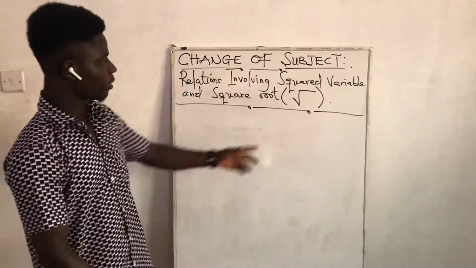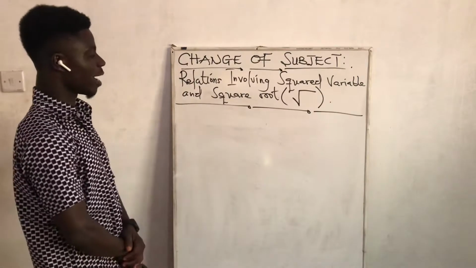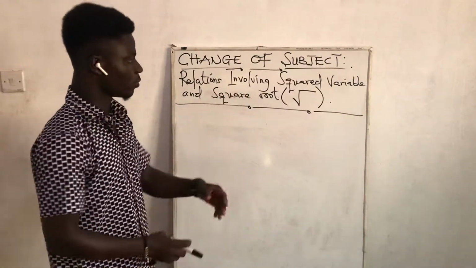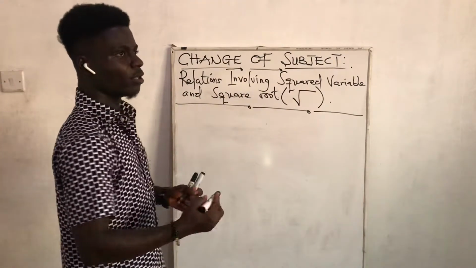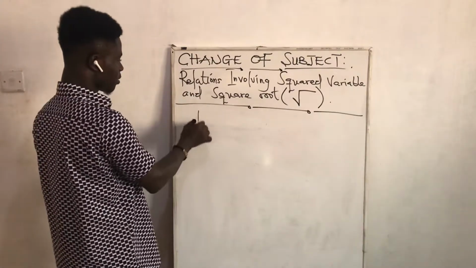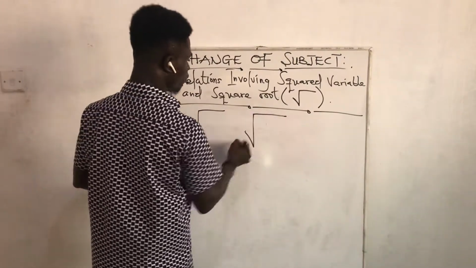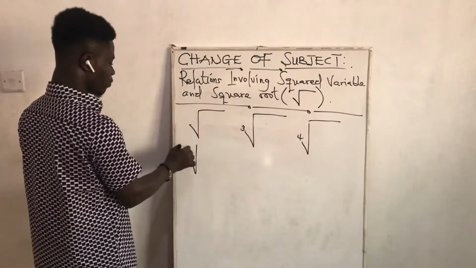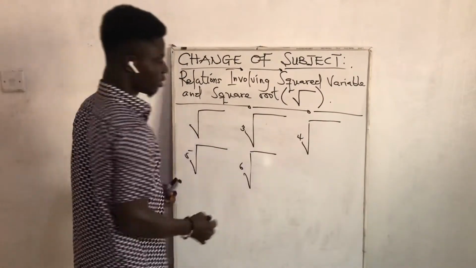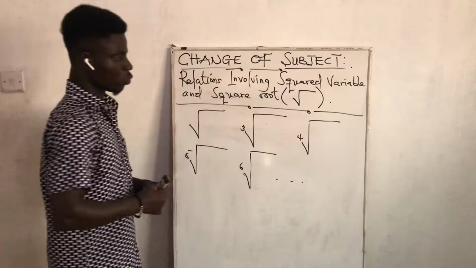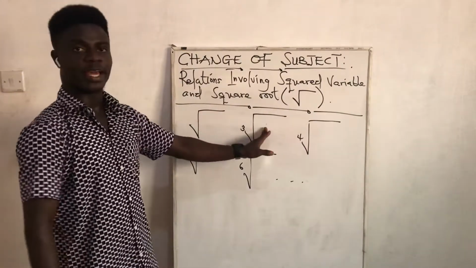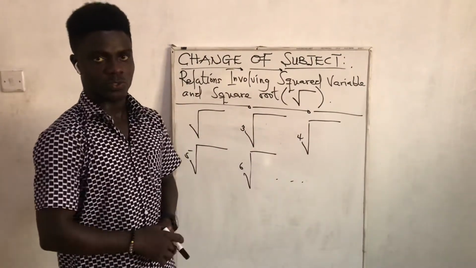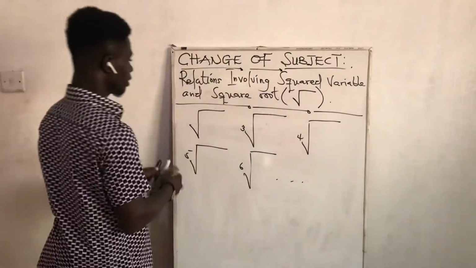Now, that's the square root symbol, or the square root sign. You can call it the radical sign. Now, let's see some of the root signs. We have the square root, the cube root, the fourth root, the fifth root, the sixth root, and so on and so forth. Alright, let's proceed.